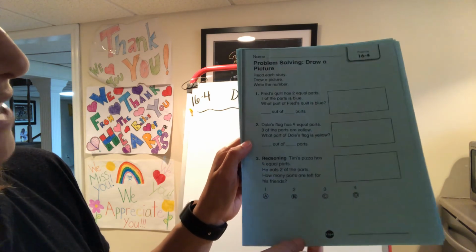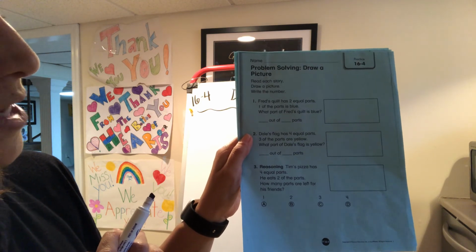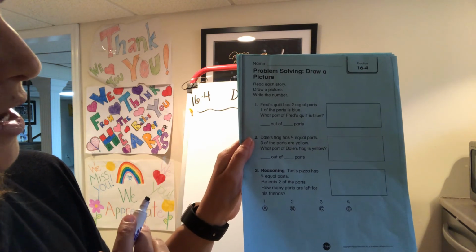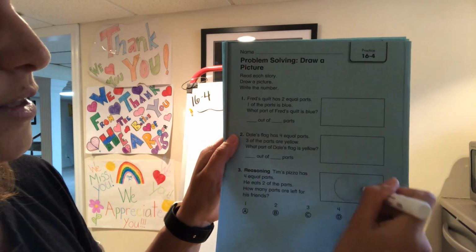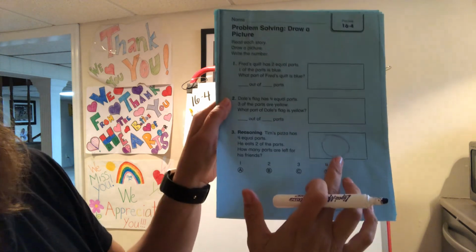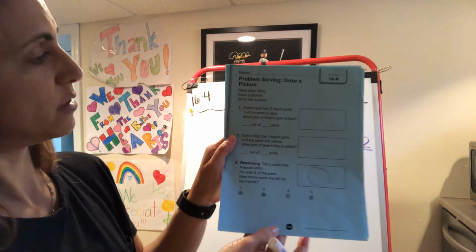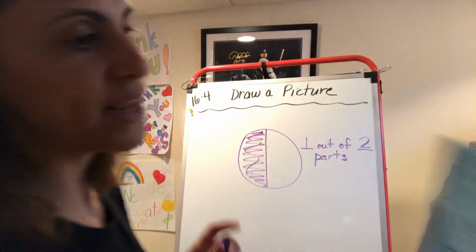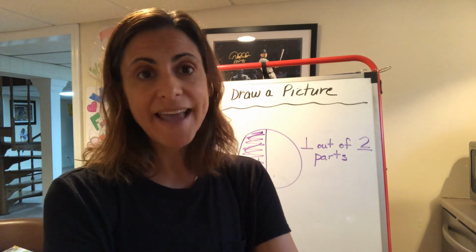The last one says Tim's pizza has 4 equal parts. He eats 2 of the parts. How many parts are left for his friend? So here you can draw the circle pizza pie and divide it into 4 equal parts. And remember, Tim ate 2 of those parts. So fill in how many he has left over for his friend. And that's your math lesson for today.